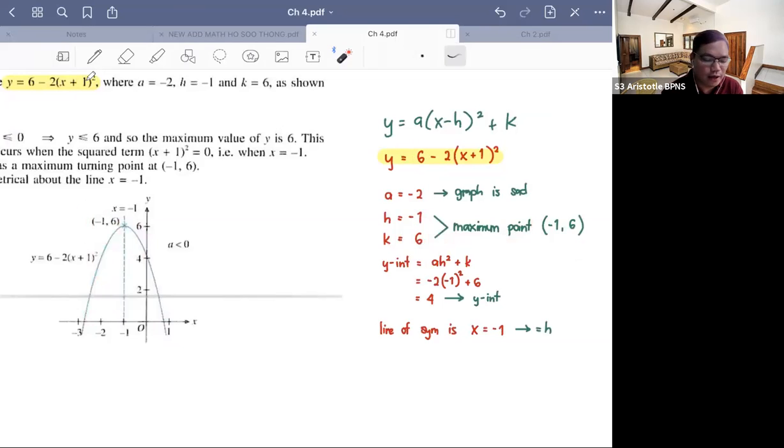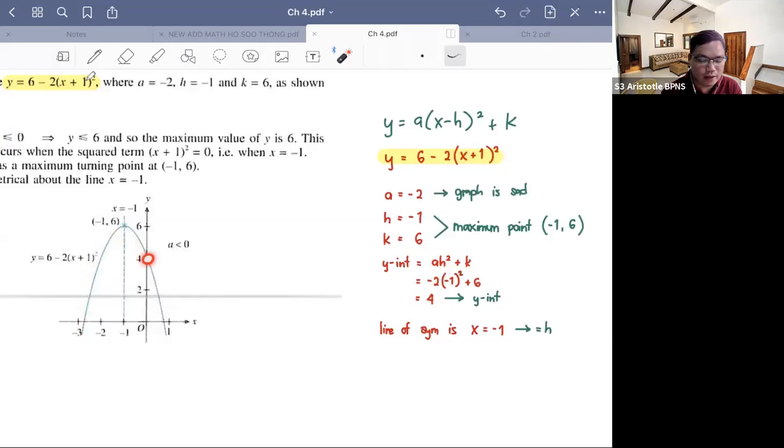Okay, and then what is the last part that you need to know? The y-intercept, right? So you can use this formula, a h squared plus k, and then you will get 4 as your y-intercept. Or you can just make x 0, and then you will still get +4 as your y-intercept. Okay, so that's why the graph intersected the y-axis at +4 here.